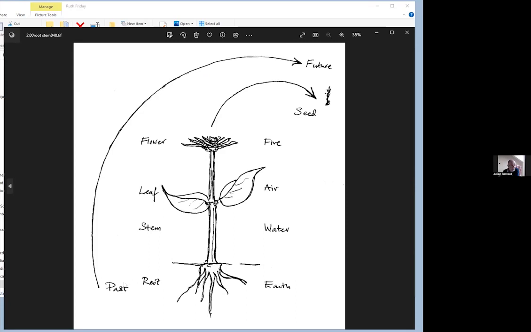And this is part of a process that goes from the past, because the root represents the past, and carrying up the stem into the future. So that time is an element in this whole process as well. And the elements that run, okay, yes, through the root, the stem, the leaf, the flower, but they also run through earth, water, air, and fire.